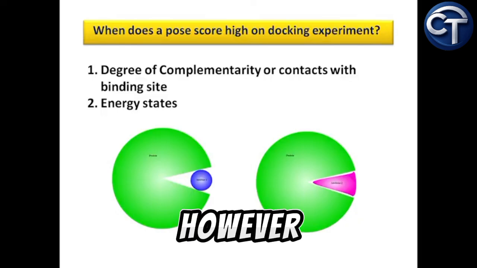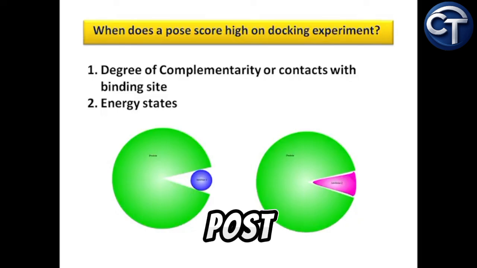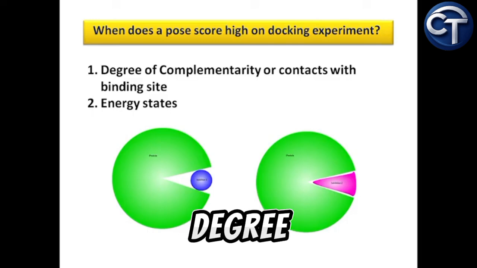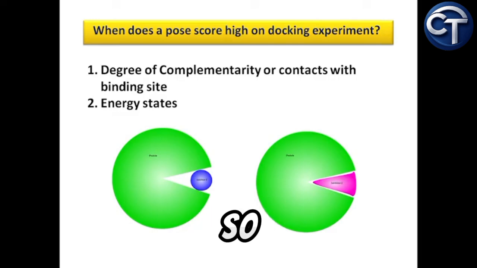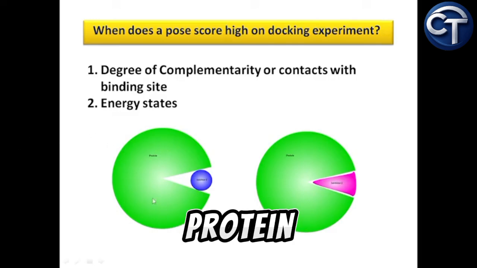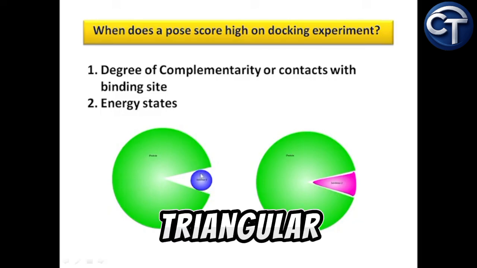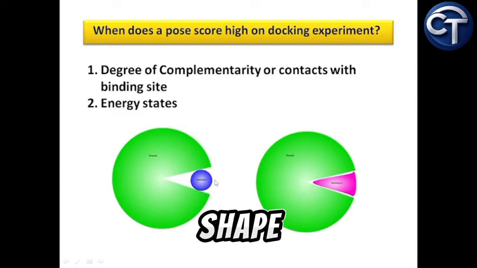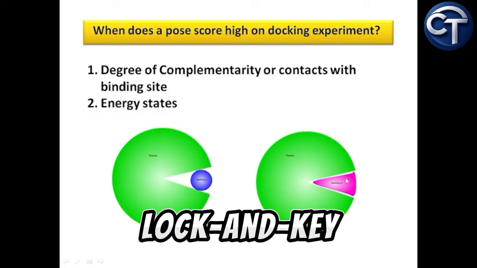So, to get a good score, a pose should qualify mainly in two aspects. The first aspect is the degree of complementarity, or contact with the binding surface, and inner sides of the ligand. Suppose this is a globular protein, and its binding site is triangular in shape. And these are two ligands. One is triangular in shape and another is circular in shape. Now you can see the first ligand fits better within the binding site, like lock and key.